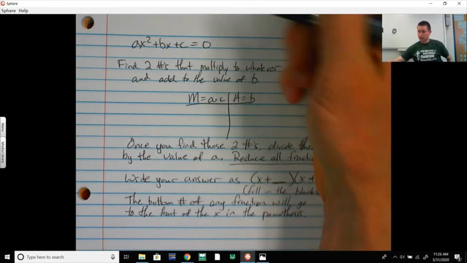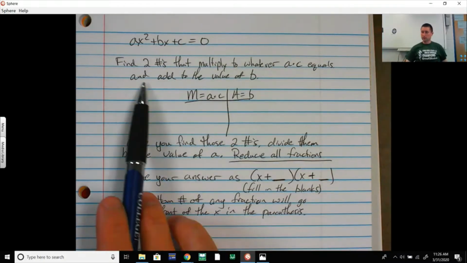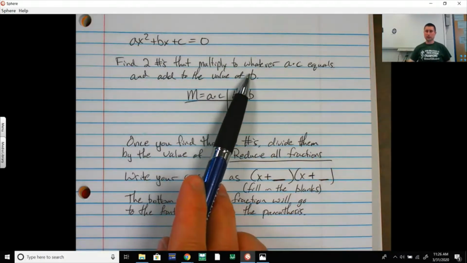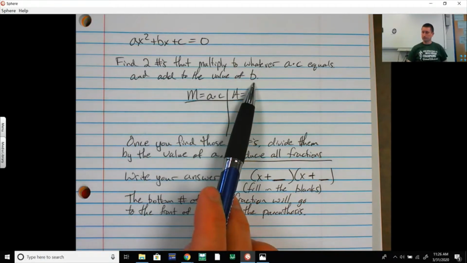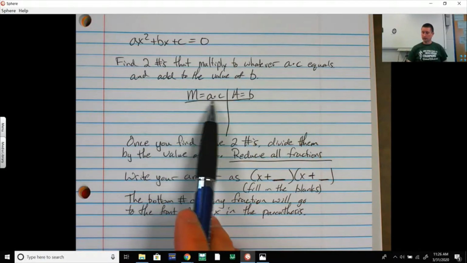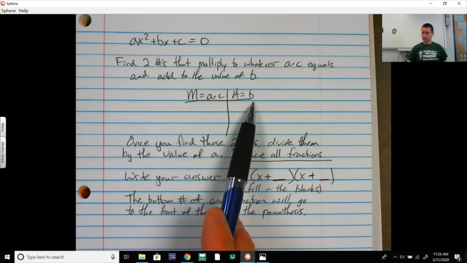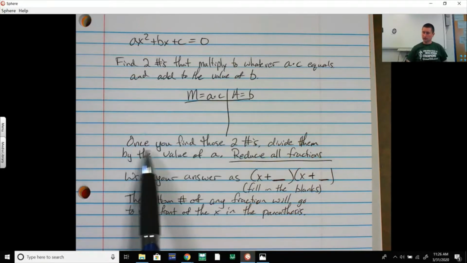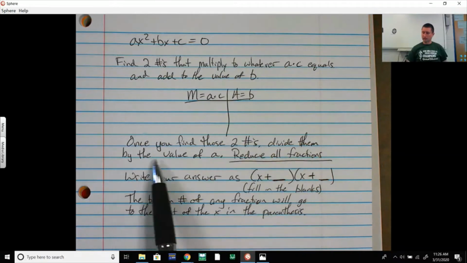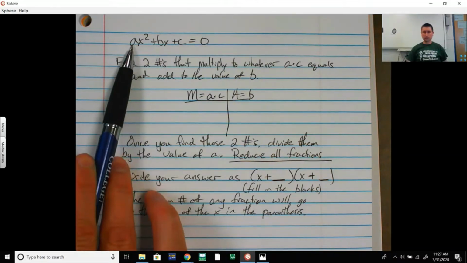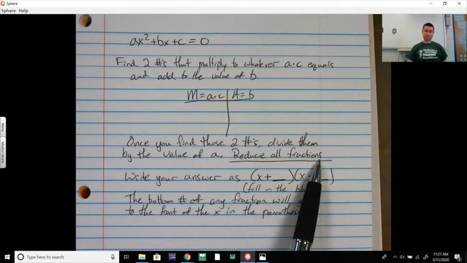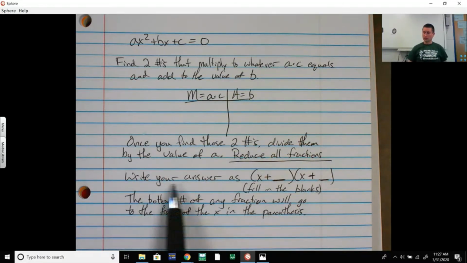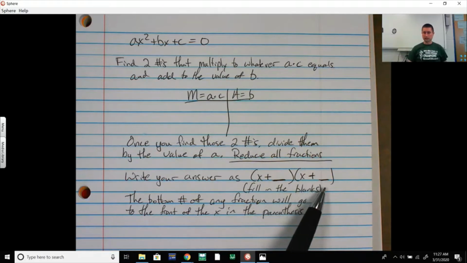We have ax squared plus bx plus c equals 0. You want to find two numbers that multiply to whatever a times c equals and add to the value of b. So multiplying to a times c, adding to b. Once you find these two numbers, divide them by the value of a. That's the number that was in front. And reduce all fractions, but leave them as a fraction. Okay. Write your answer as x plus blank and x plus blank. That's what you fill in the blanks with those two answers.